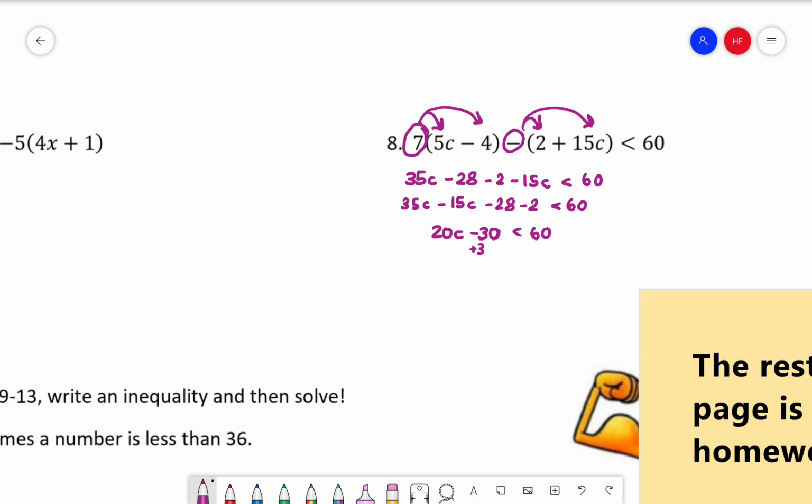I'm going to add 30 to both sides, and I get 20c is less than 90. And I will divide by 20, and I get c is less than 9 over 2. And once my variable has been isolated, that is my final answer.